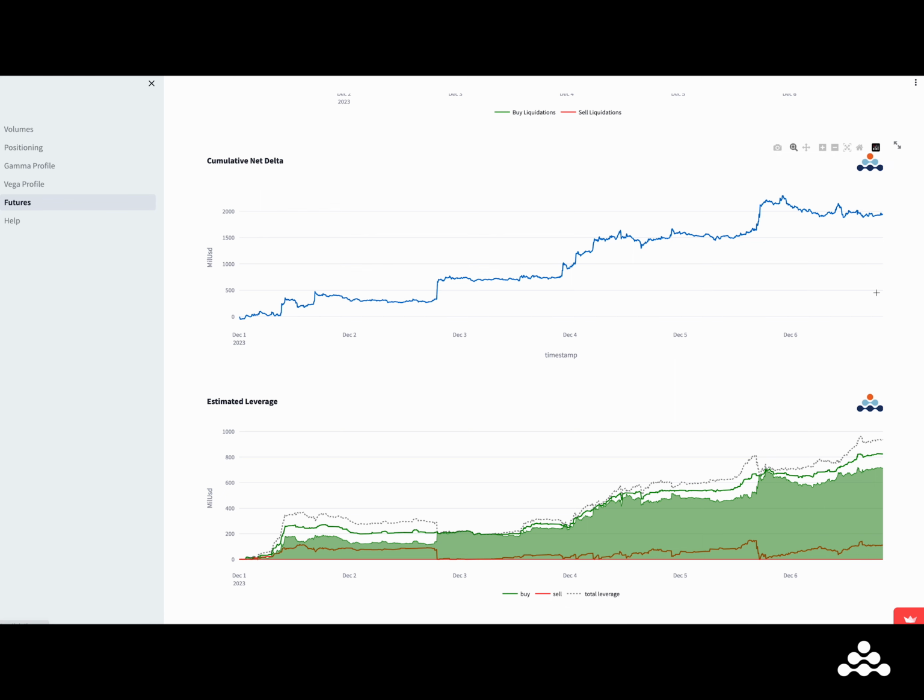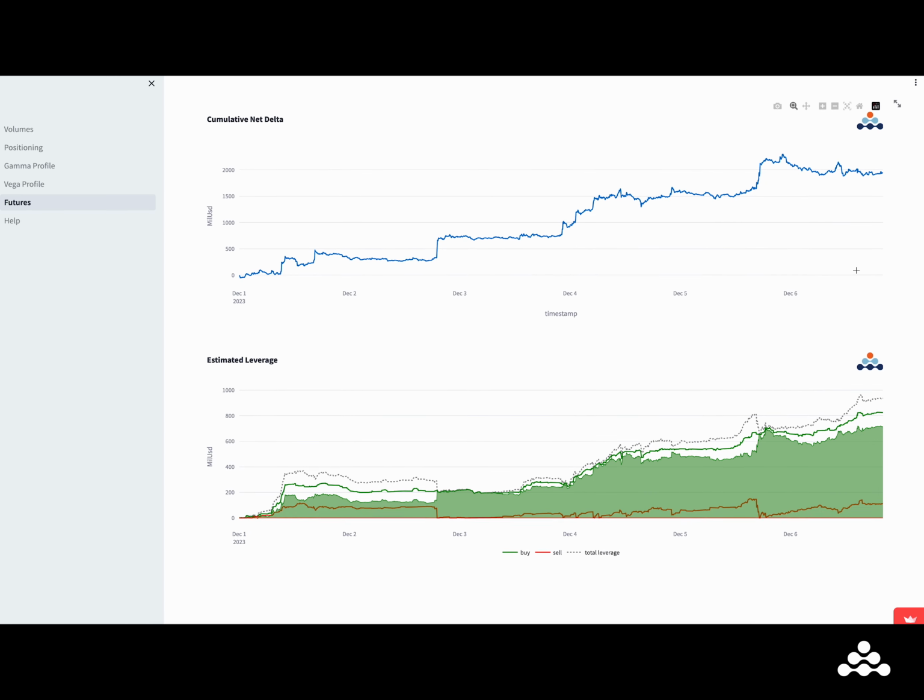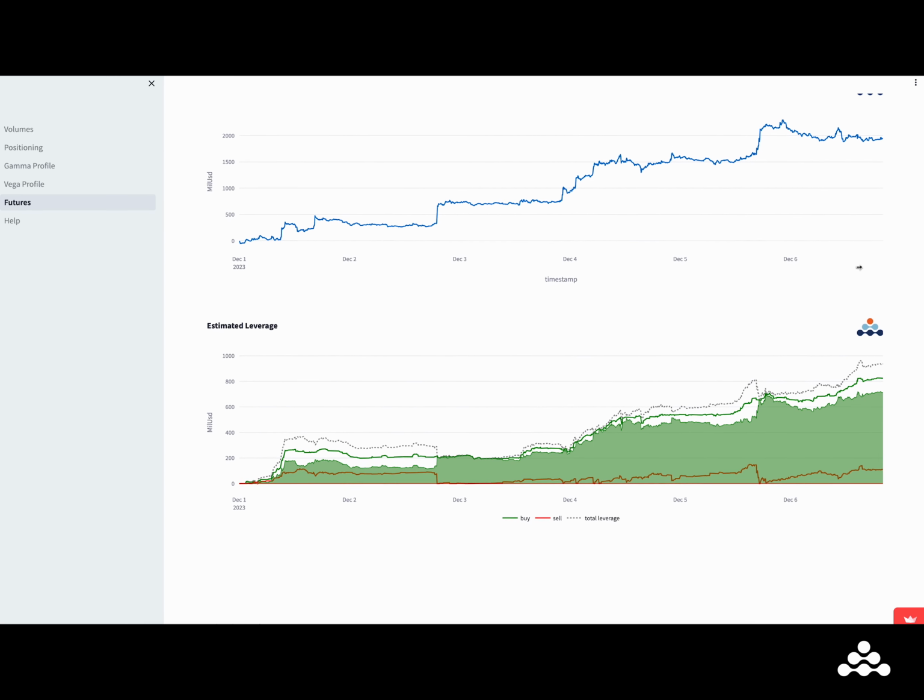And then here we look at the cumulative net delta. So what we're doing here is we're looking at, again, a 5-minute candle. We look at the net buys versus the net sells. And then we could see if buys or sales are dominant. And then from there, we can see if net buying or net delta exposure is being built up, or if net short exposure is occurring.